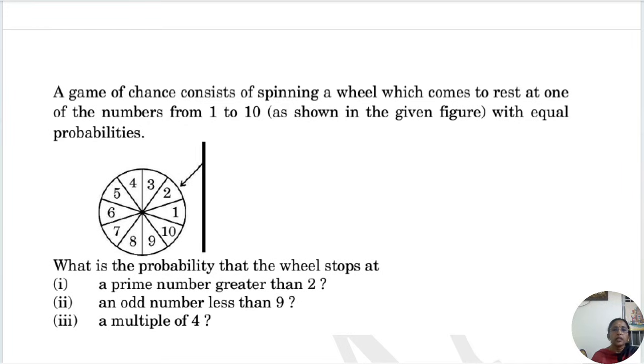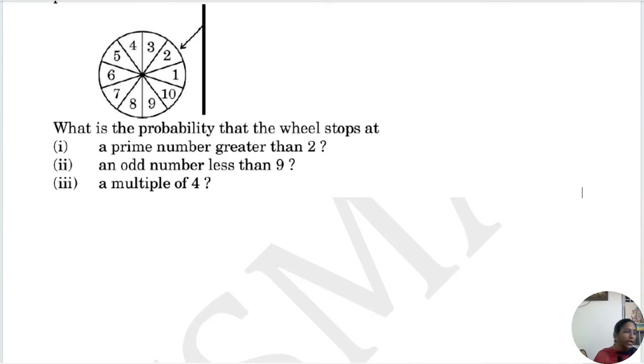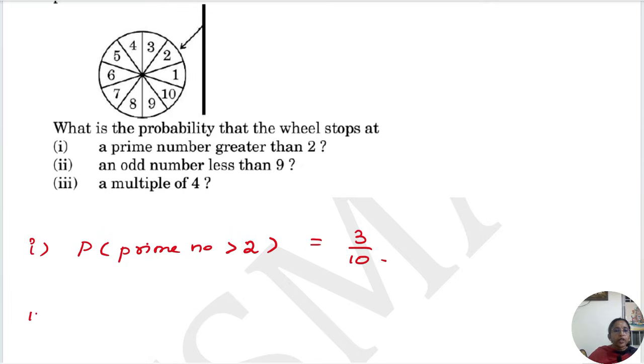A game of chance consists of spinning a wheel which comes to rest at one number out of 1 to 10, as shown in the figure, with equal probability. What is the probability? Here there are 10 numbers in total. For the first subdivision we have the prime number greater than 2. So what is all the data over here? 3, 5, 7, only 3 data. So 3 over 10.